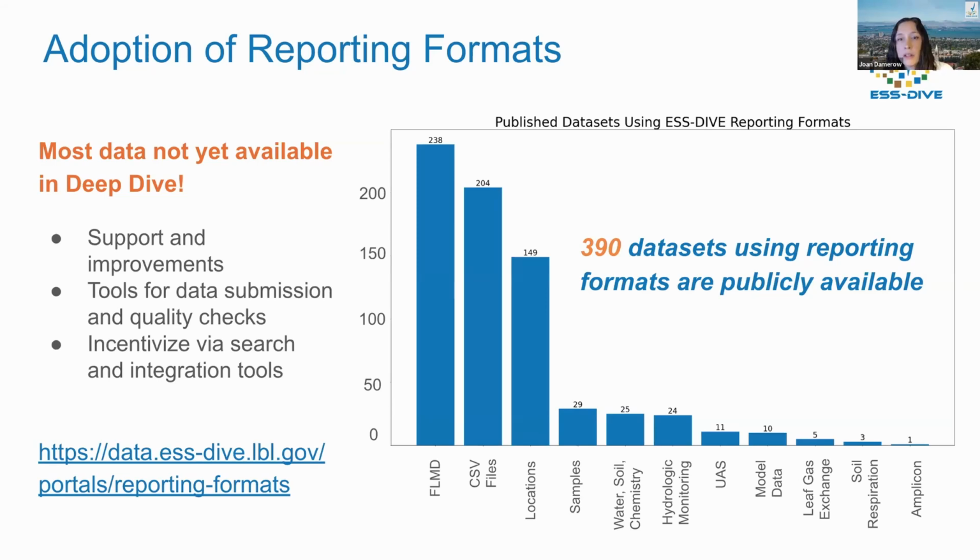But this graph is showing the overall adoption so far of each of our reporting formats. And so you can see the most used are the file level metadata and CSV reporting formats with well over 200 data sets each, followed by locations with about 150. So a big goal for us is to continue to work on promoting adoption through additional support and improvements, and also these automated tools for data submission and validation, and generally working more on incentivizing use of the reporting formats through advanced search and integration capabilities.